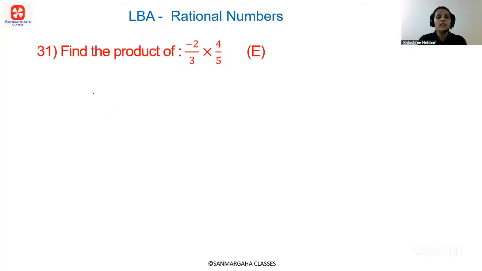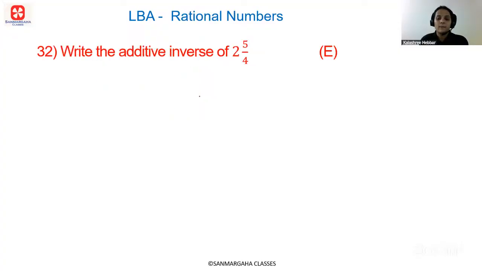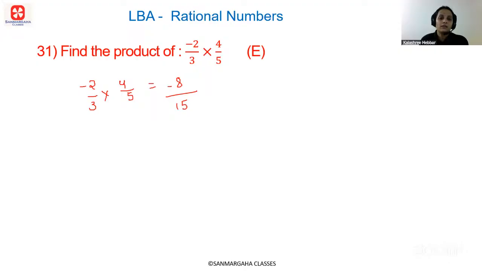Welcome to Sanmargaha classes LBA Rational Numbers question number 31. Find the product of minus 2 by 3 into 4 by 5. Okay, so 4 twos are 8, minus 5 threes are 15, minus 8 by 15. So the correct answer is minus 8 by 15.